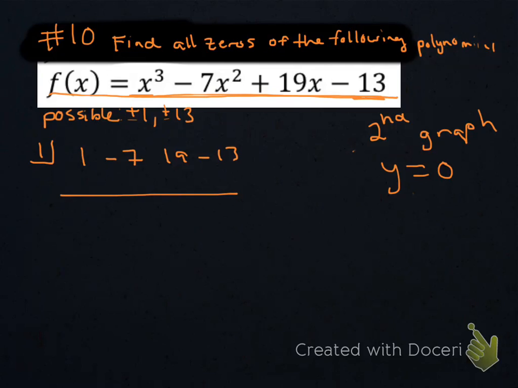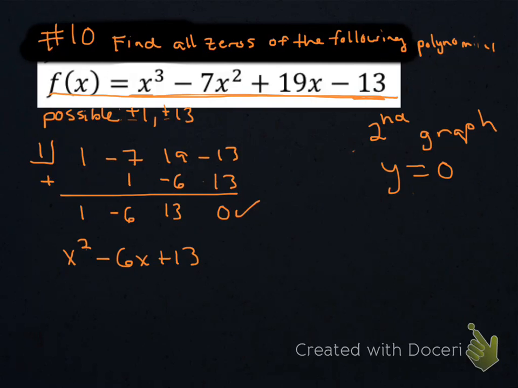Right? We'll bring down our 1. 1 times 1 is 1. Remember, we're adding in the synthetic division process. So -7 plus 1 is -6. -6 times 1 would be -6. 19 minus 6 is 13. 13 times 1 would get us 13 over here. -13 plus 13 gets us 0. Alright, so now that gives us the polynomial x squared minus 6x plus 13.